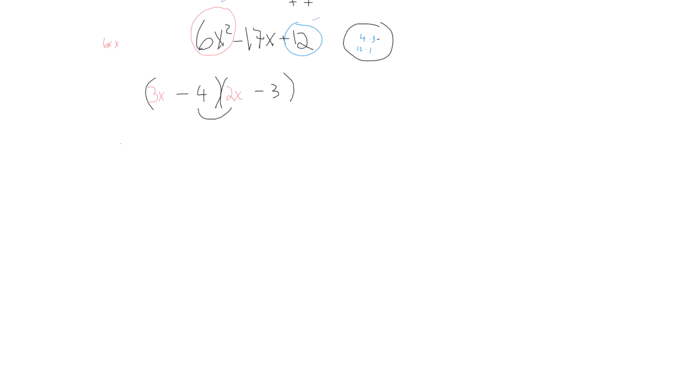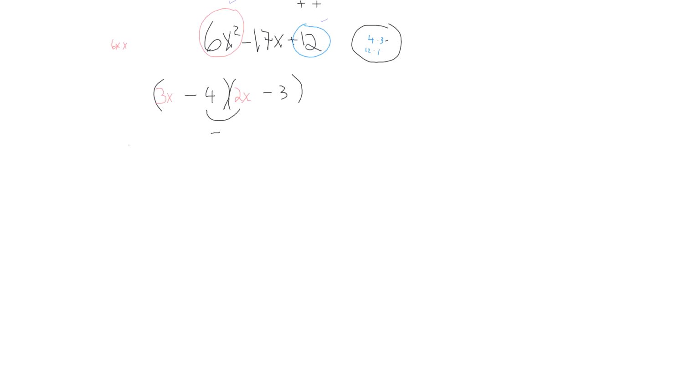Minus 4 times 2x is minus 8x. 3x times negative 3 is negative 9x. Negative 9x plus negative 8x is negative 17x. So that's the one we needed. So it's 3x minus 4 times 2x minus 3.